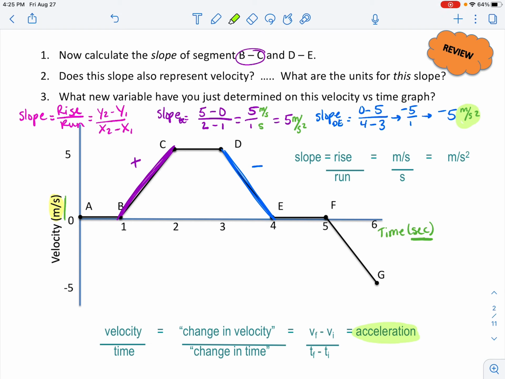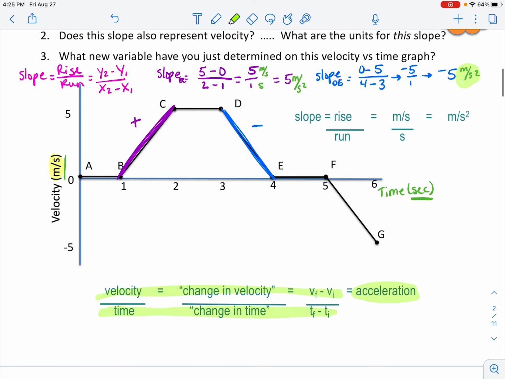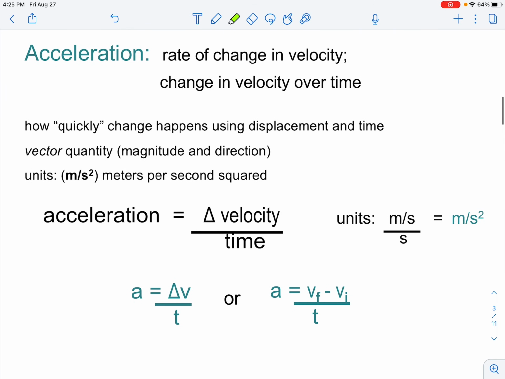And so you can see that I have written out for you what the word acceleration means. It is the change in velocity that takes place, which was our numerator, divided by the change in our time, or just simply how much time did it take for that change to occur. So our acceleration is defined as that: the rate of change in velocity, or the change in velocity over time. Acceleration, I like to describe, is how quickly this change happens.